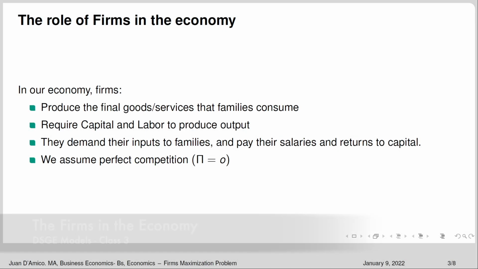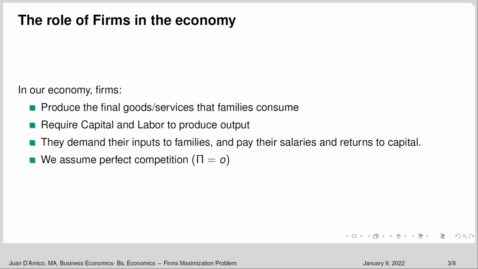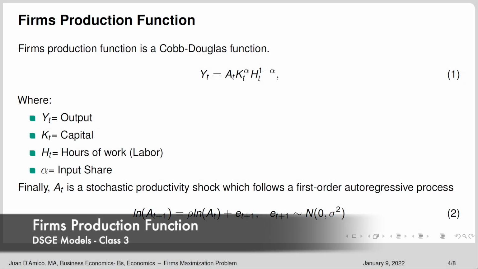the firms. As we mentioned before, in our economy, firms are going to be producing the final goods and services that the families are going to consume in this economy. In order to produce, they are going to require capital and labor. They are going to demand their inputs from the families, and they are going to be paying salaries for every hour that the families are working, and they are going to be paying returns on the capital that they are getting from the families. Finally, in this setting, we are going to assume perfect competition, so the profits will be equal to zero.